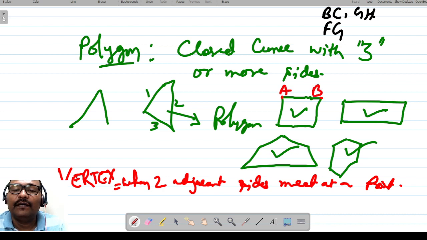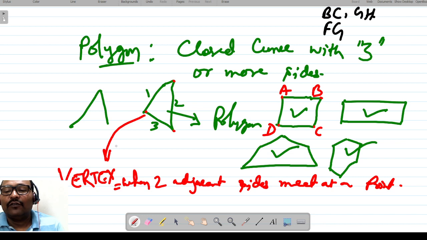So here this is a vertex. A, B, C, D. Similarly in this triangle, these red pointed marks are vertex, right? I think you got this concept of vertex, closed curve, open curve, and diagonals. You know what are diagonals? Diagonals are the lines which are connecting the vertices which are not adjacent.